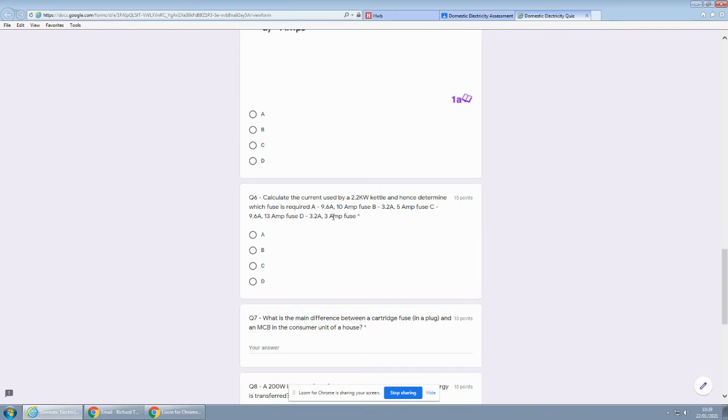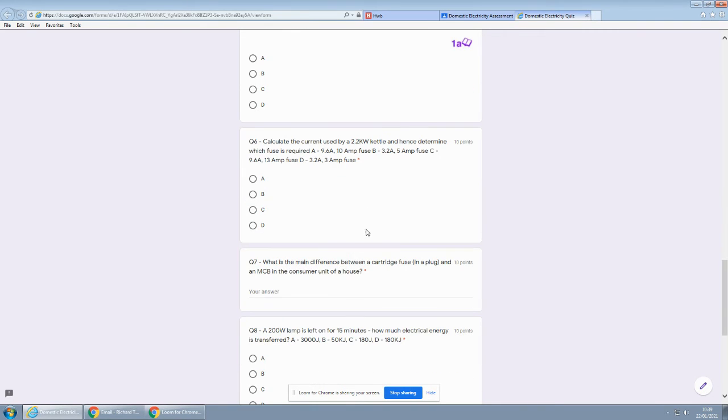But you can't have a 9.6 amp fuse. You can't have a 10 amp fuse. You need the 13 amp fuse. Okay, so that is option C. 9.6 amps for the current, 13 amp fuse.